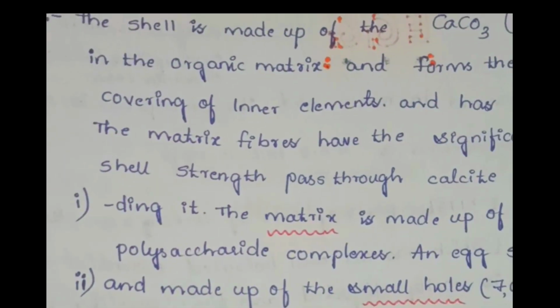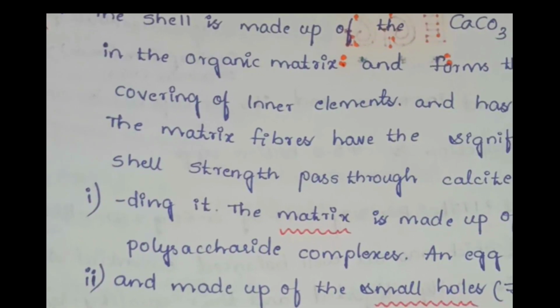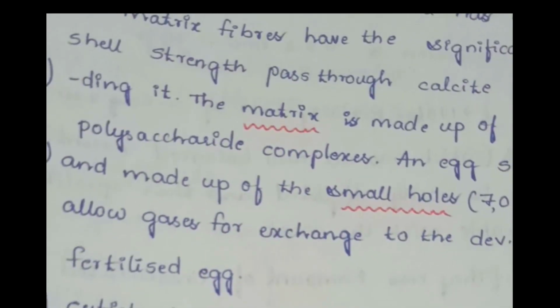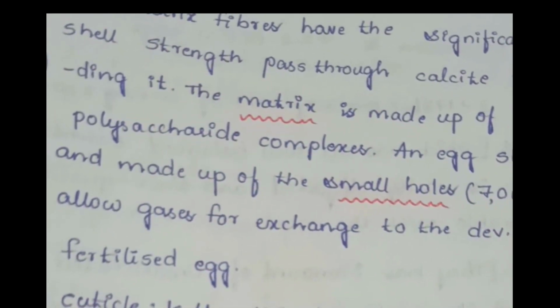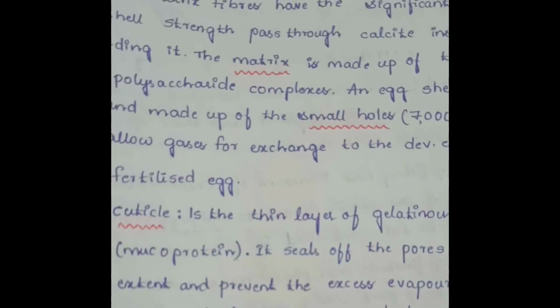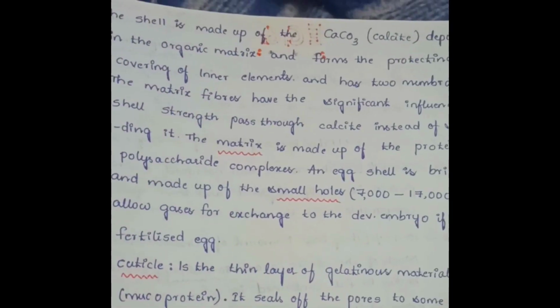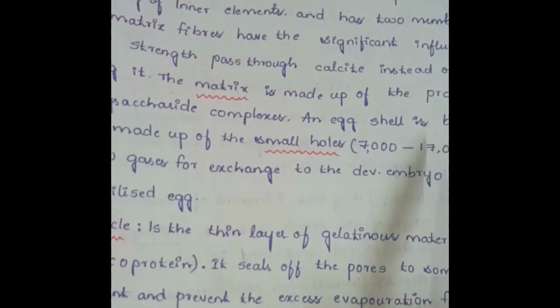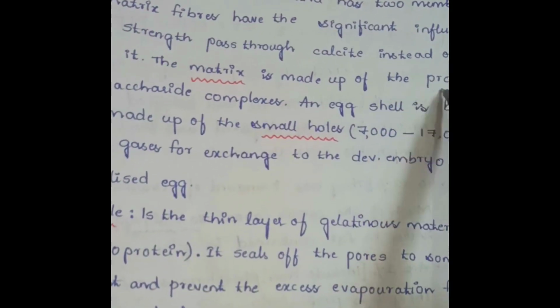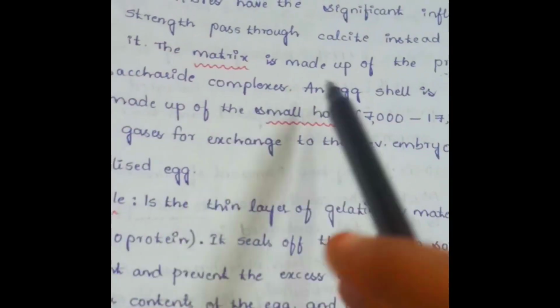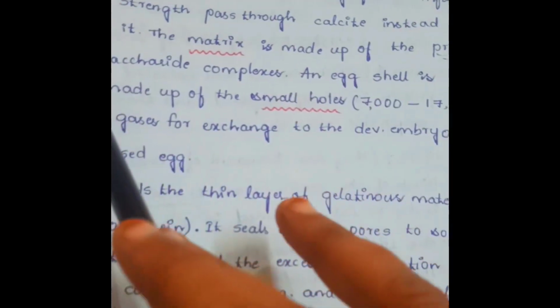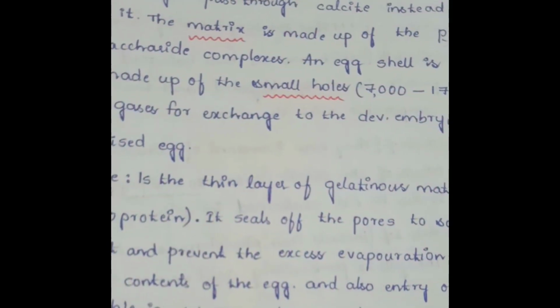Coming to the shell, it is made up of calcium carbonate, as we know, which is called calcite, where in the matrix there are many fibers. These fibers play an important role in strengthening, and the matrix is made up of a protein polysaccharide complex. So the matrix of the shell is made up of protein polysaccharide complexes.